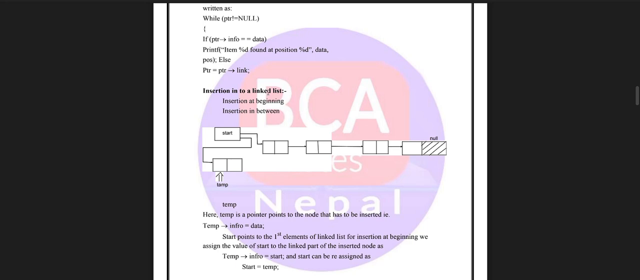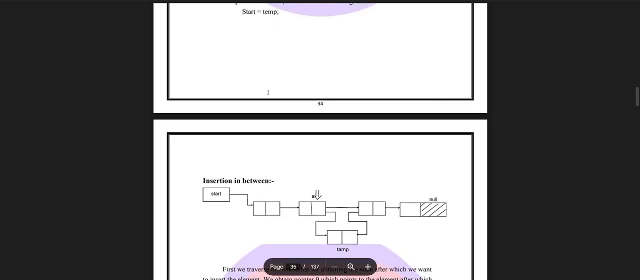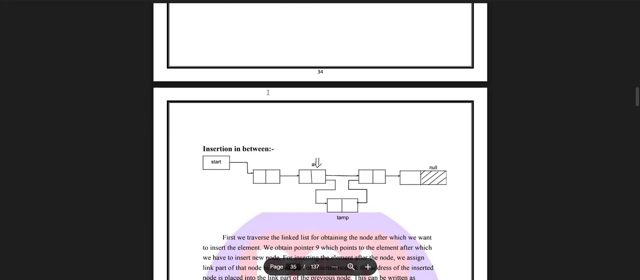Here temp is the pointer to the node that is to be inserted: temp->info = data. Start points to the first element of the linked list. For insertion at the beginning, we assign the value of start to the link part of the inserted node as temp->link = start, and start is assigned as start = temp. Insertion in between: the stack pointer points to null.